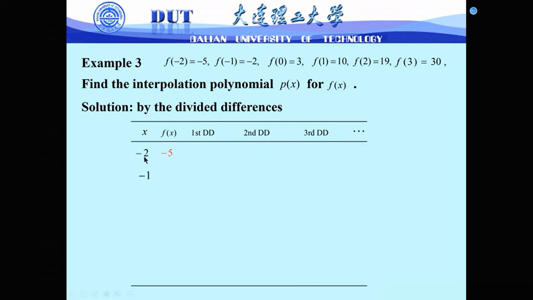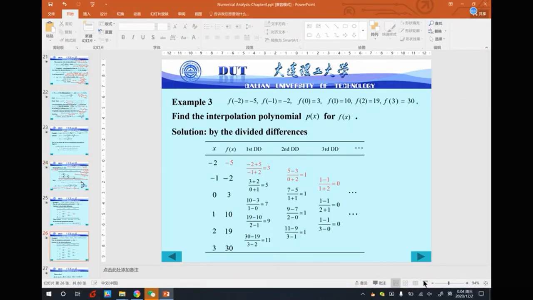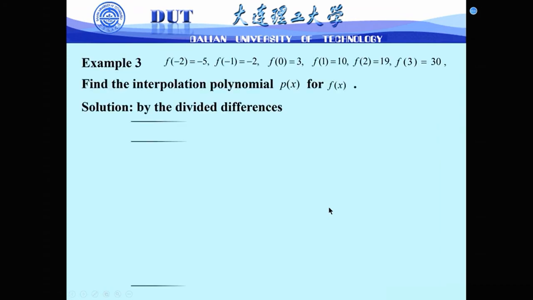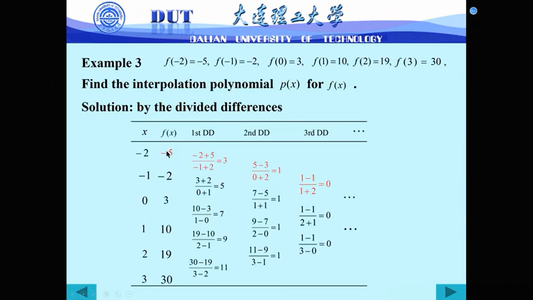I directly explain to you, okay? Now, you see, the first column, the nodes: minus 2, minus 1, 0, 1, 2, 3, right? The function values: minus 5, minus 2, 3, 10, 19, 30. Clear? Okay, let's compute one by one.